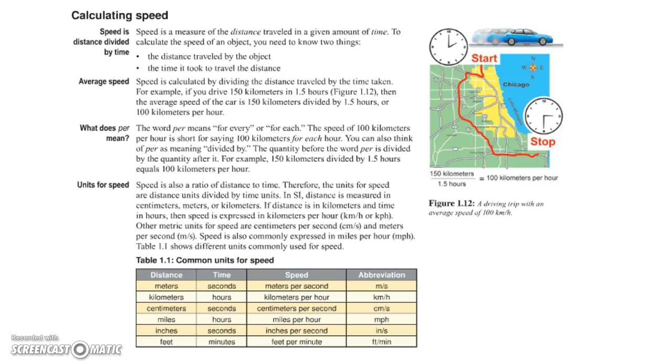150 kilometers in 1.5 hours. We have a speed of 100 kilometers per hour. Other graphics would be an example down over here of a table. We can see this is looking at common units for speed.